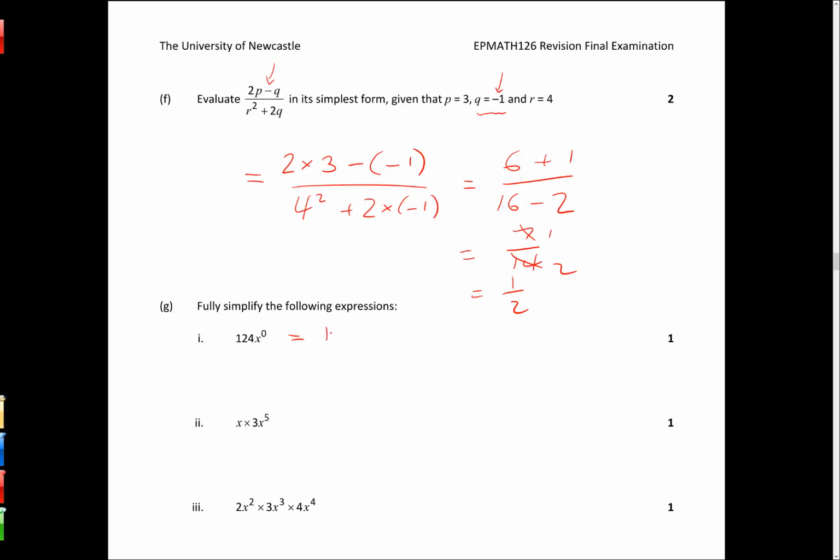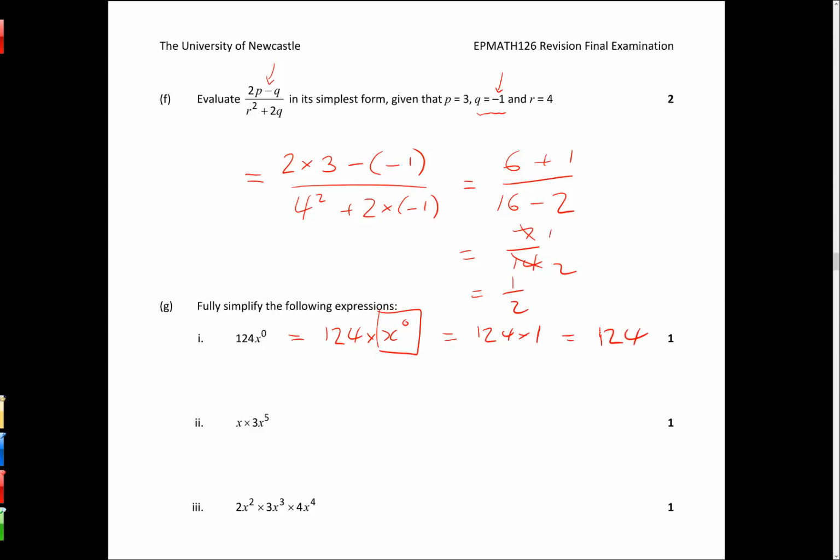That question really says 124 times x to the naught. Now I'm aware that x to the naught is just the number 1. Anything to the naught is 1. It's one of our laws we learned. So really, it's 124 times 1, which is 124.